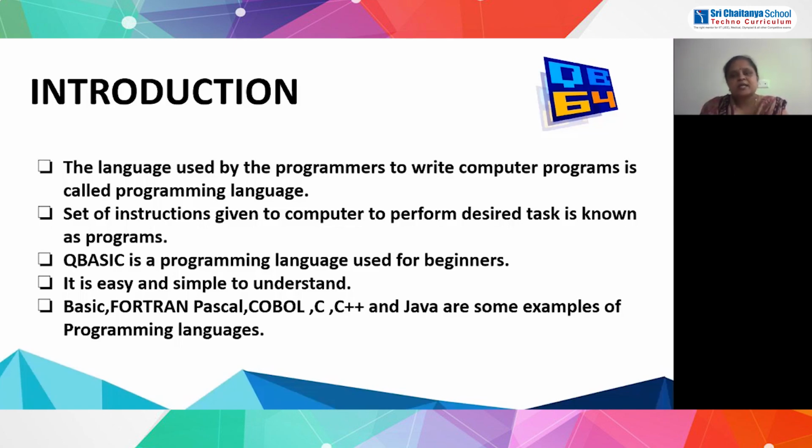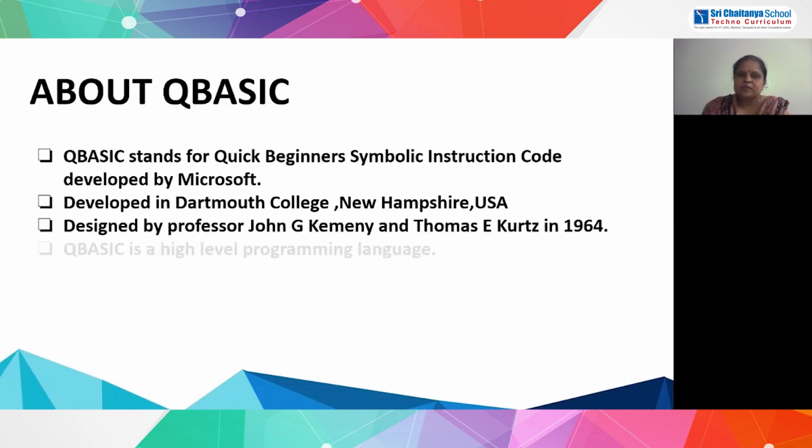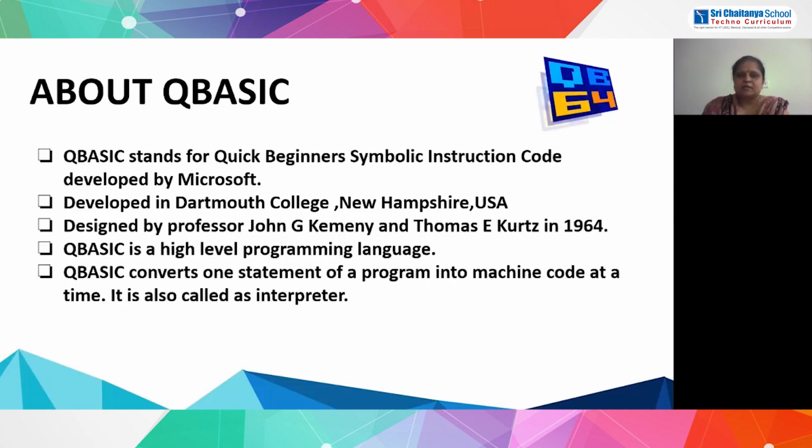Okay, so what are the examples of programming languages? We have Basic, Fortran, Pascal, COBOL, C, C++, Java, like this. There are so many programming languages. But today we are going to learn about the Basic programming language. What is this Qbasic programming language? Qbasic means Quick, Beginners, Symbolic, Instruction, Code. I'll repeat once again, students. Qbasic stands for Quick, Beginners, Symbolic, Instruction, Code.